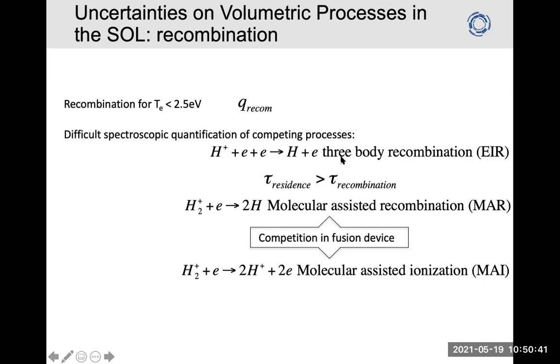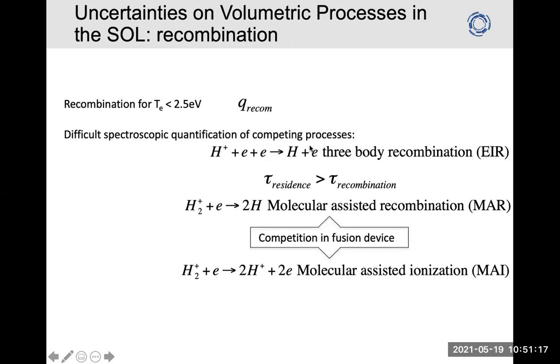We neglect here the radiative recombination because usually it's not so important. So you have this three-body recombination. The reaction formula is written here. Three bodies because it's an ion. H plus is symbolic for any hydrogen isotope, so it's also true for deuterium or tritium, but in this context, it's always written hydrogen. And then you have the two electrons. This is three-body because of momentum conservation, which gets down to one neutral atom and an electron.